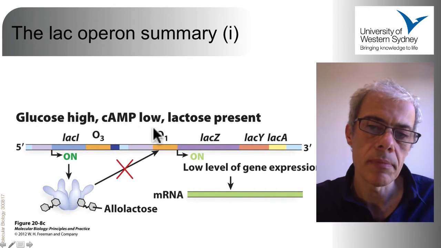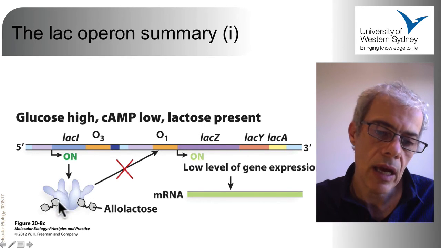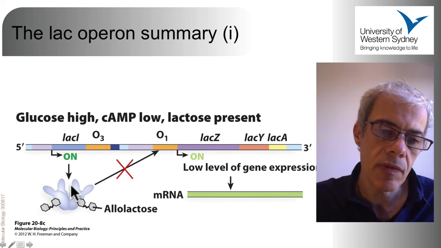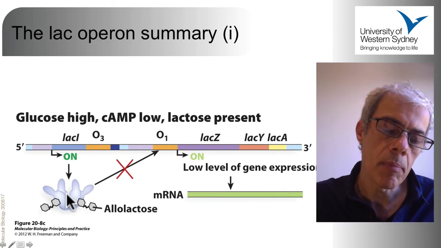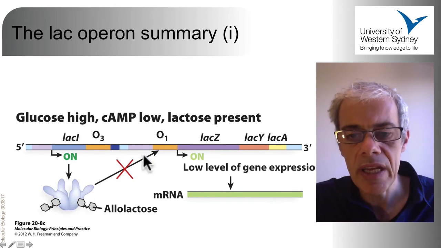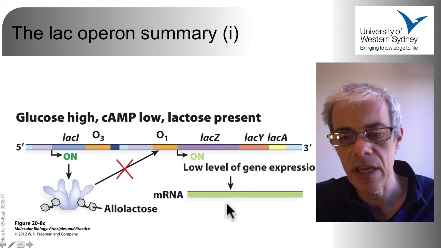When lactose is present, then allolactose is present, so effectively the repressor binding is relieved, and therefore the polymerase can bind weakly and express the genes at a low level.